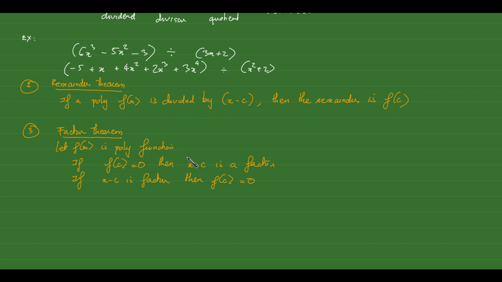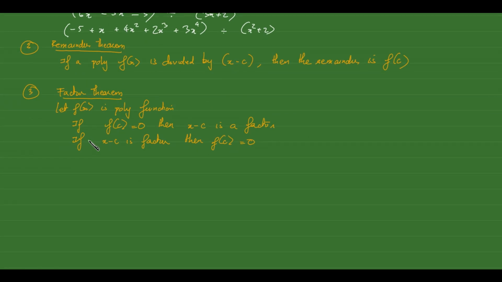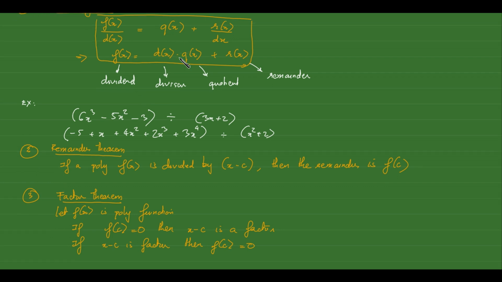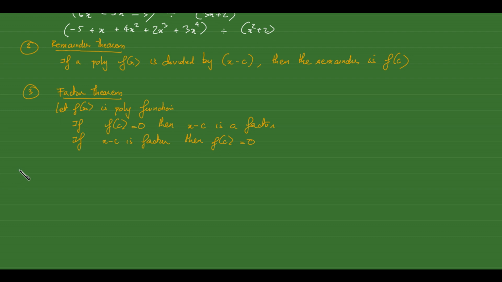All right, now we're going to do an example. In the first example I'm going to use the division algorithm to get the quotient first and to see if the divisor is a factor, or if the quotient is a factor. Example number 1.